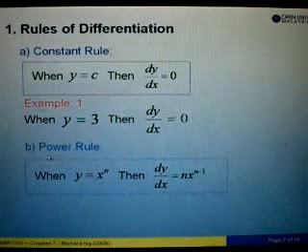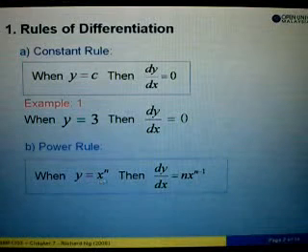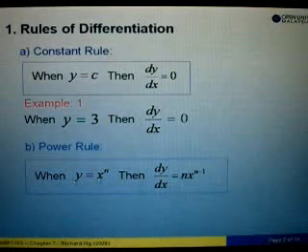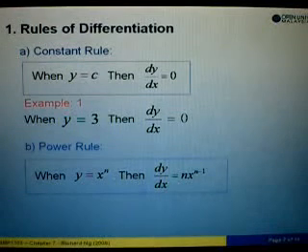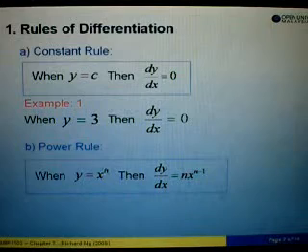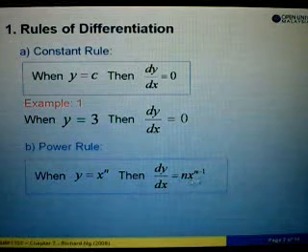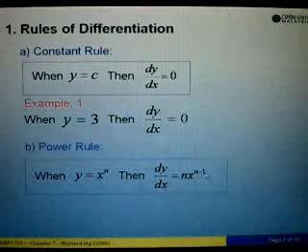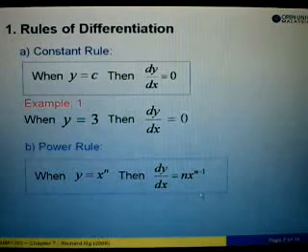Let's look at the next rule, called the power rule. In this case, we are given y equals x to the power of n. When we differentiate y with respect to x, we get dy over dx equals, so what we do is take out this n, the power n, and write it on the left side of x. So we have nx, and next we have to minus 1 from the power. So the answer will be nx to the power of n minus 1.